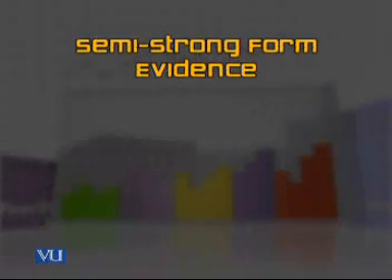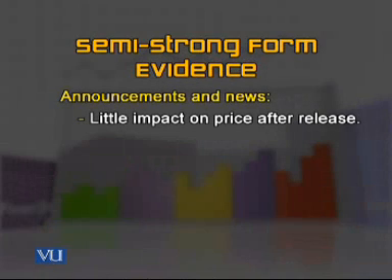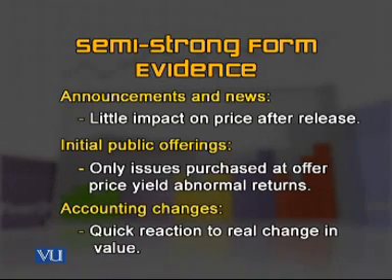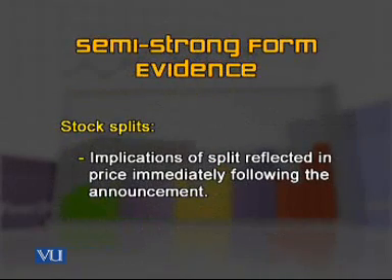So the evidence in the semi-strong, we talked about announcements and news and initial public offerings and accounting changes and splits. We talked about stock splits and what effect they had, the implications of splits, the implications in price immediately following the announcements. Whether there is going to be quick reaction to real change in value in the accounting changes, or only issues purchased at offer price yield abnormal returns. That is the best way to invest. Announcements have little impact. So IPOs, the key to success is IPOs.